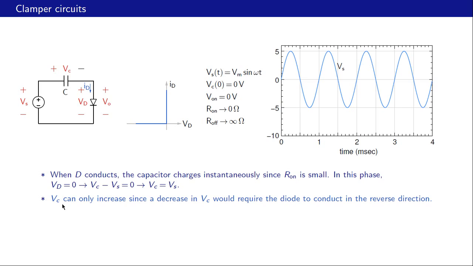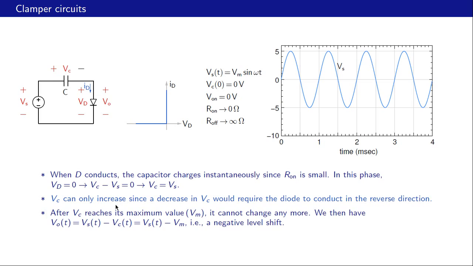Second point, Vc can only increase, since a decrease in Vc would require the diode to conduct in the reverse direction. This point again is the same as our previous circuit, except the polarity of the capacitor voltage and the polarity of the diode are now reversed. So this second point means that Vc can go on increasing up to a maximum and then stay constant.